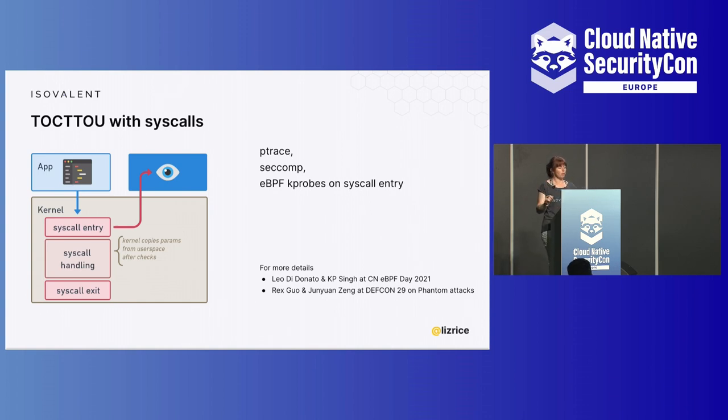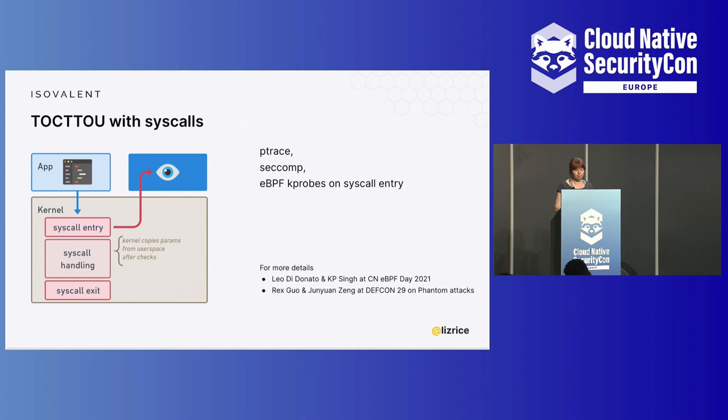And it suffers from a well-known time of check to time of use issue that affects all of these tools that hook into that first point where you start processing system calls. This was very well explained by Leo Di Donato and KP Singh at Cloud Native eBPF Day last year. And a demonstration of exploiting this was shown at DEF CON 29 last year. It's called Phantom Attacks.